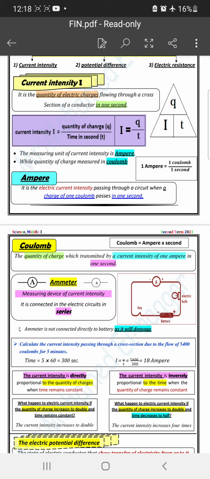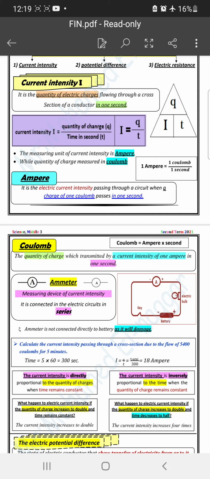The rule and symbol of current intensity is I equal quantity of electric charge over time. The symbol of quantity of electric charge is Q. The symbol of time is T. So the current intensity equals quantity of electric charge over time, I equal Q over T. And the measuring unit of current intensity is ampere, while the quantity of charge is measured in coulomb. So ampere equals coulomb over second.